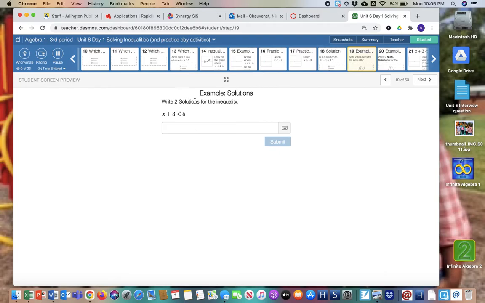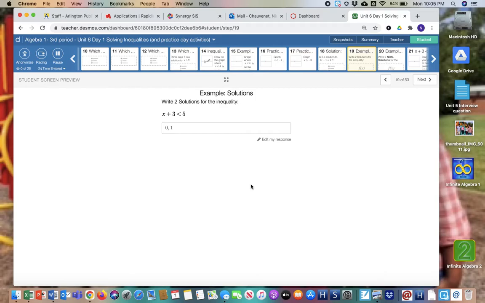So here it says to write two solutions for the inequality x plus 3 is less than 5. Okay. So I need two numbers here where something plus 3 is still less than 5. Well, the first thing that comes to my mind is 0. 0 plus 3 is 3. 3 is less than 5. Well, couldn't I also just do 1? 1 plus 3 is 4. 4 is less than 5. So those are both solutions.